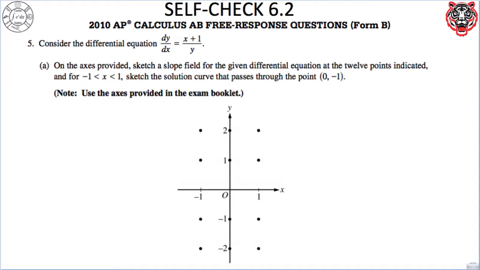This is AP Calculus Self-Check 6.2 Solutions. This is pulled from the 2010 Calculus AB Free Response questions from the second form, Form B. Alright, so we have this differential equation.